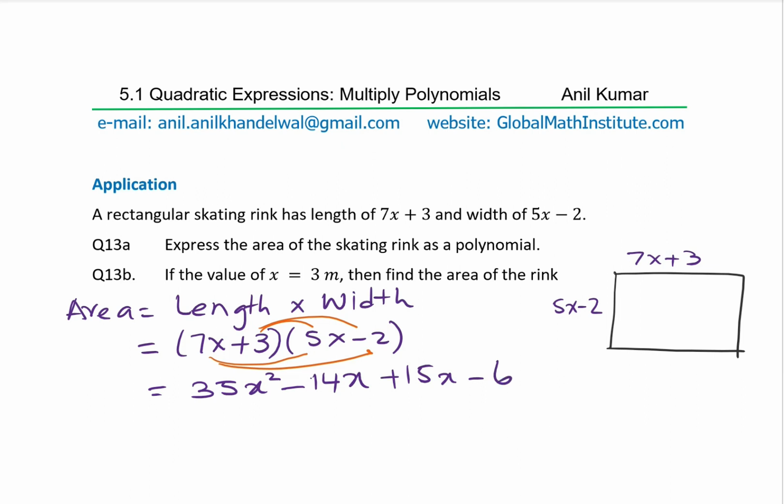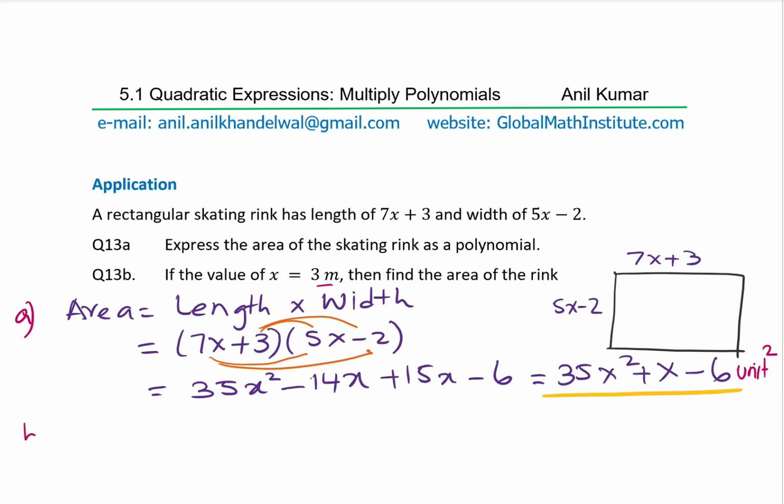And that gives you a value, let me write down here, 35x squared. Combining the like terms, we get plus x and minus 6. So that is our answer as far as area is concerned. Now, when units are not given to us, well, later we are given the unit meter. At present, we can write unit square. So that is our 13a.